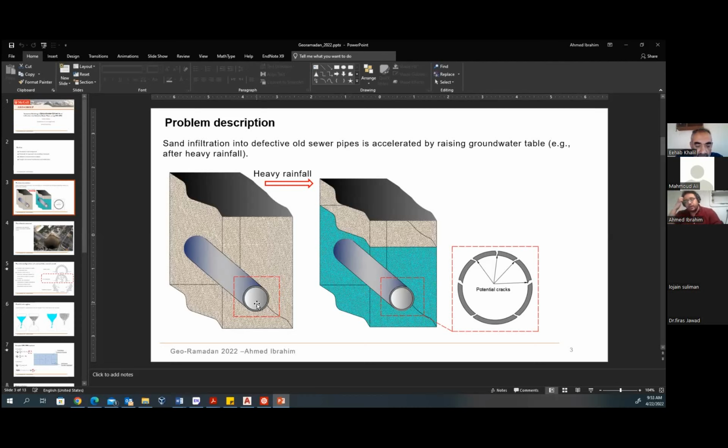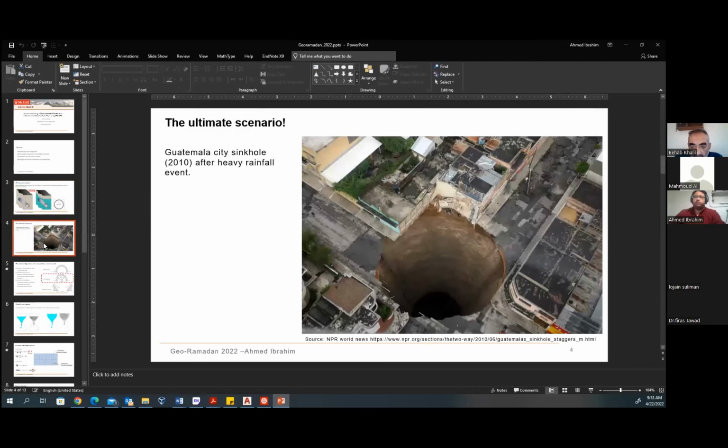As a matter of fact, many sinkholes were reported right after heavy rainfall events, that is, a sudden rise in the groundwater table. Perhaps one of the most famous of these sinkholes is the one in Guatemala City back in 2010. Now, we're not saying that this happened all of a sudden after one rainfall event, but you can imagine if the erosion process is accelerated around old and defective infrastructure in a place that is witnessing heavy rainfall events over and over and over, eventually something of that magnitude might happen, and indeed we don't want that to happen.